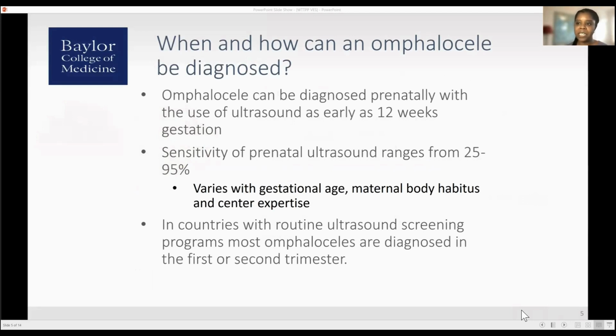The most common time period for the diagnosis of omphalocele is in the second trimester, with sensitivities ranging from 50 to 95%. The next most common time would be the first trimester after 12 weeks, and then less commonly in the third trimester.